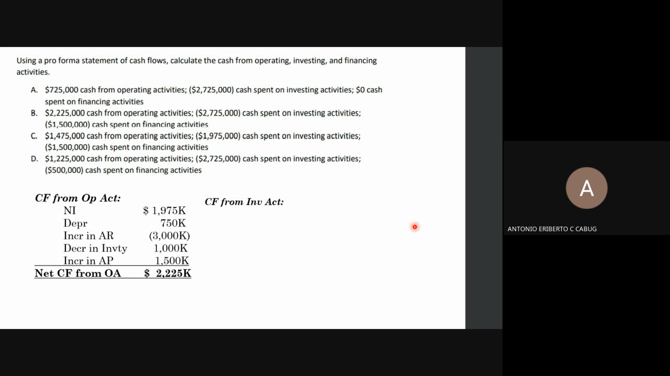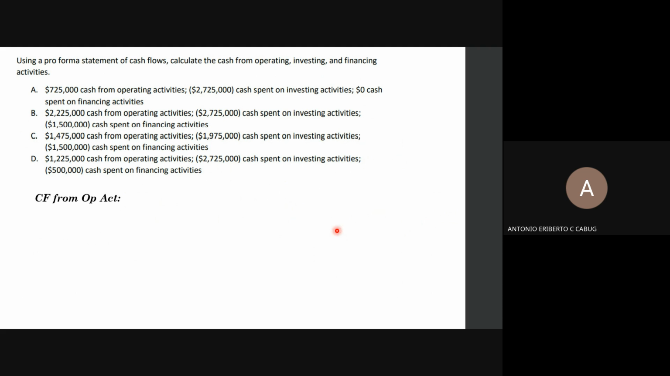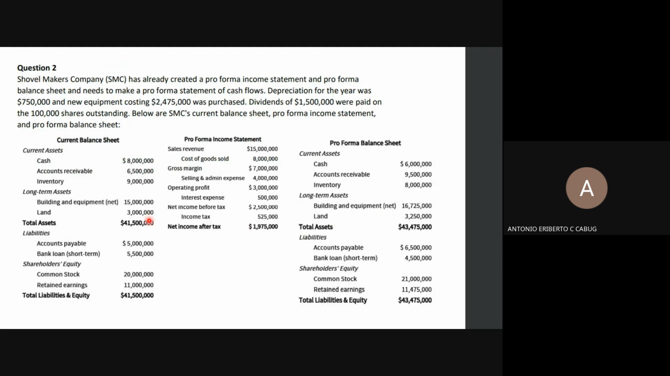So your two investing activities are the purchase of building and equipment, which is already given, at 2,475,000. And then you have a purchase of land worth 250,000. Anyway, the cash flow from investing activities is negative 2,725,000. Again, that is negative 2,725,000.